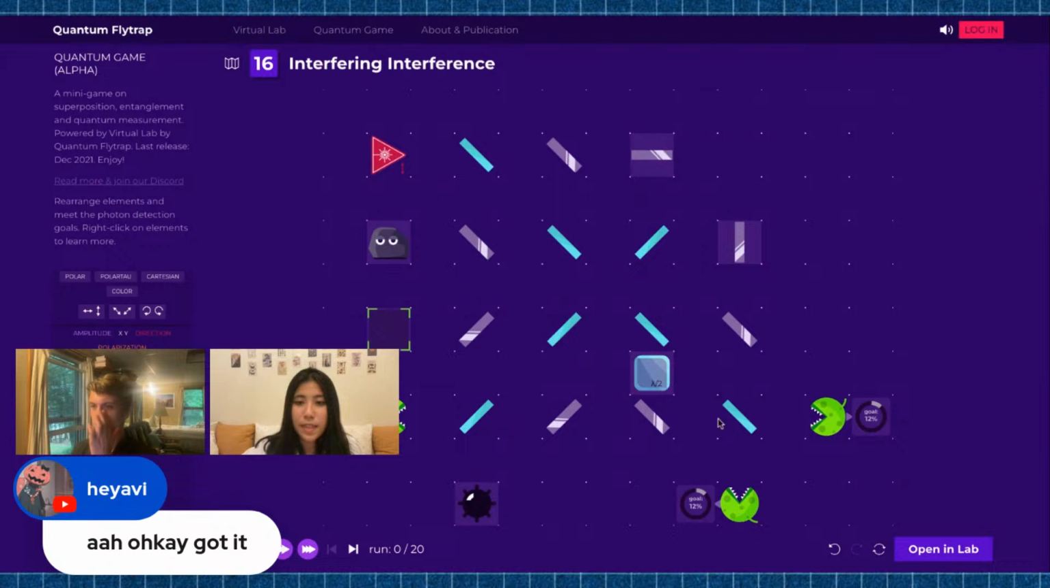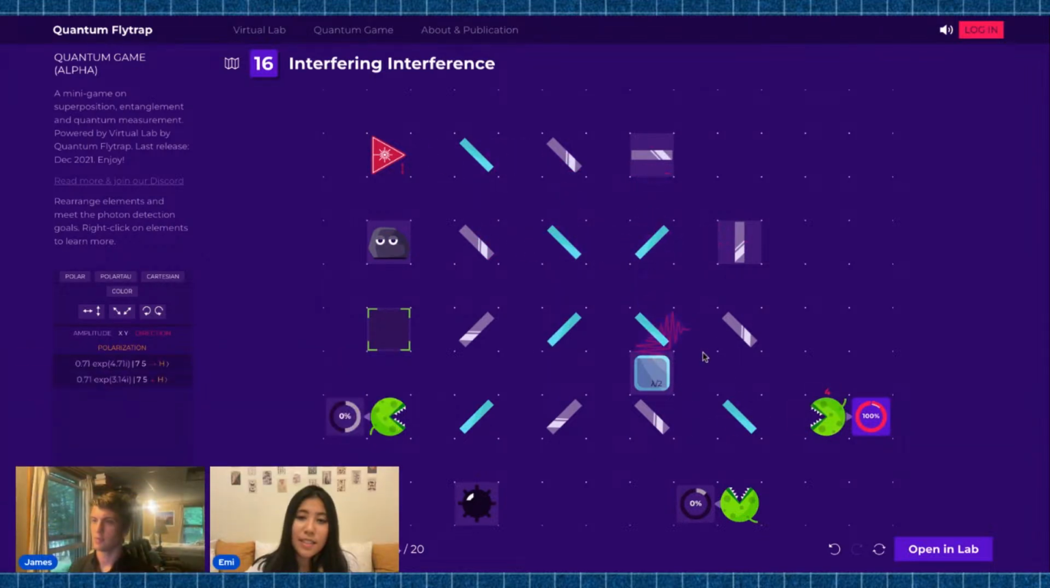So if I place it here, you will notice that actually all the light will go to the right detector rather than the bottom detector. So it will go along the x-axis, not the y-axis, because it will be half a wavelength out of phase. That makes sense? I hope that does. Yeah, he says, got it.